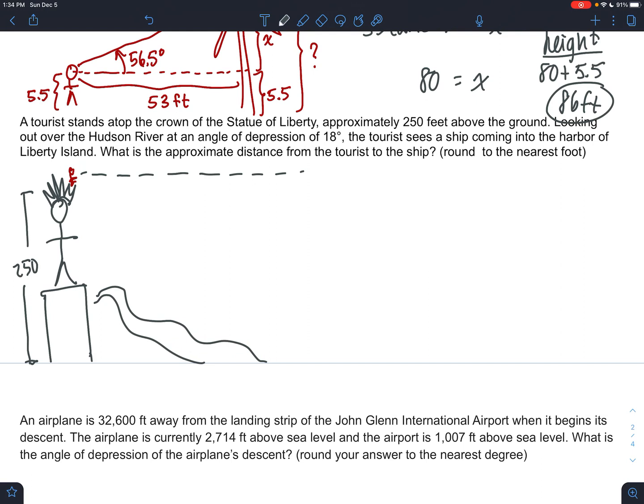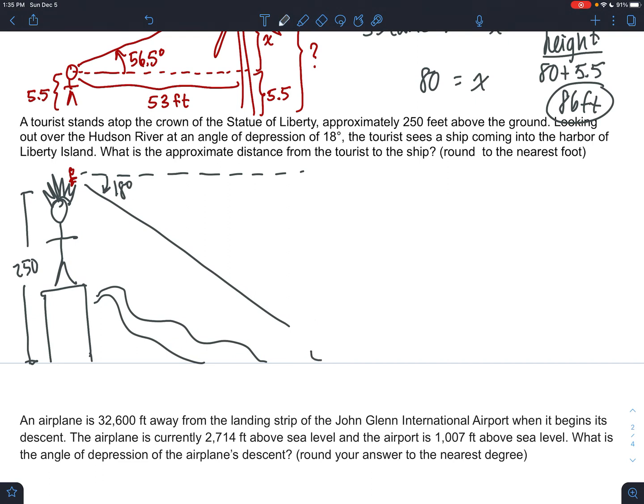So remember, looking out or on the horizon would just be looking straight out. But it's mentioning an angle of depression. So it looks like there's a ship over here. The Taurus is up there, but their sight line goes down from the horizon 18 degrees.